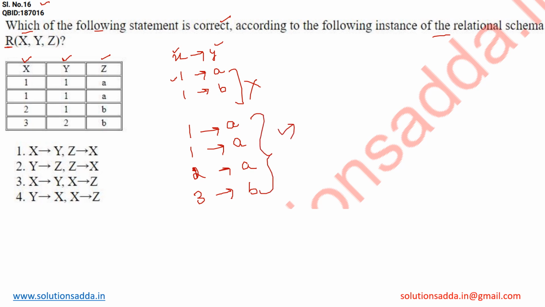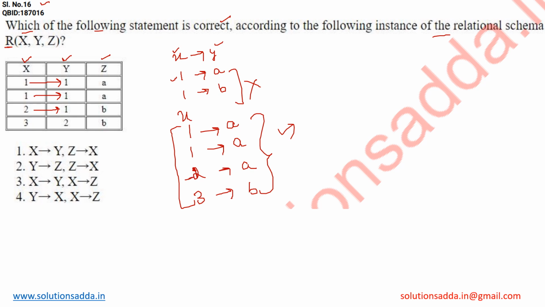So let's check the original values given in the question. Let's take the options. X determines Y. So let's check this. Here the value of X is 1 and the value of Y is 1, which is acceptable. Here the value of X is 2 and the value of Y could be the same, that is 1. This is what we are saying: if the value of X is changed and the value of Y remains the same, that is acceptable.